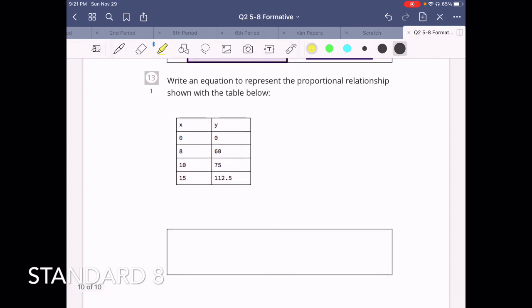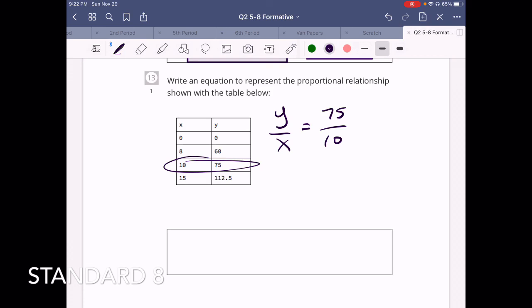All right, and this one just basically is a what's my rule. So hopefully everybody did very well on this. Game of what's my rule. Okay, so what am I going to do here? 0, 0, so okay, that's good. 8 to 60, 10 to 75. So I'm going to pick this pair of values to do my y divided by x. And the reason is because I love dividing by 10. All right, 75 divided by 10, well, that's just 7.5.